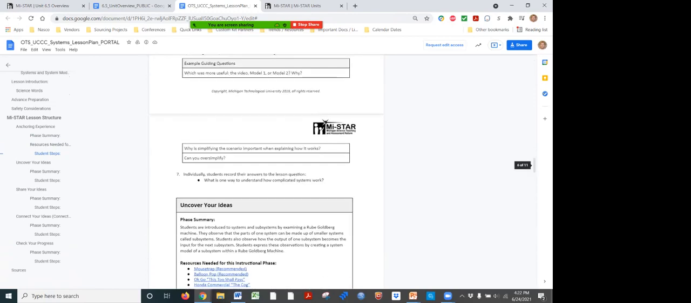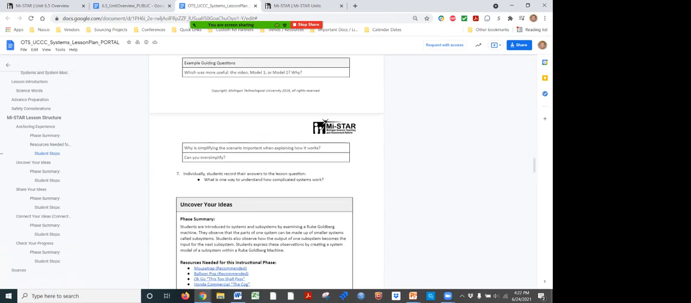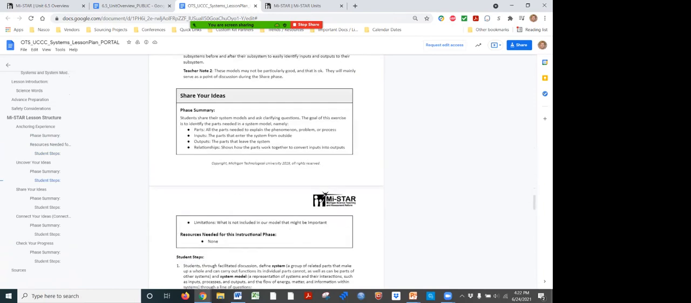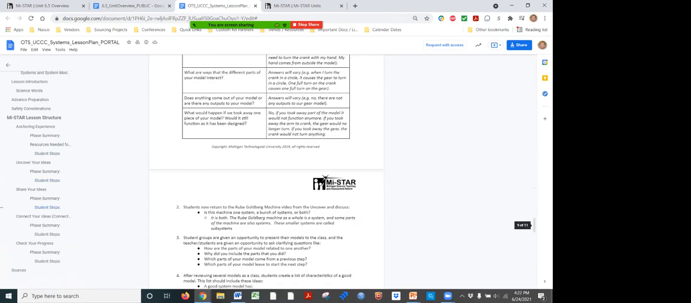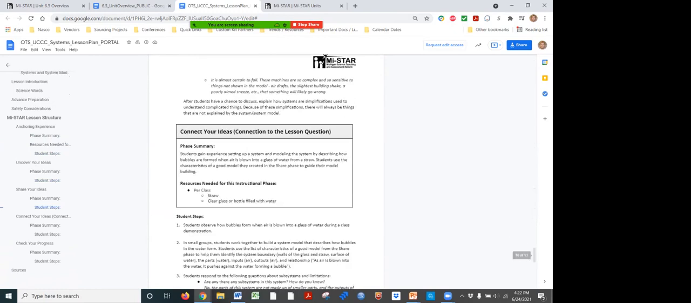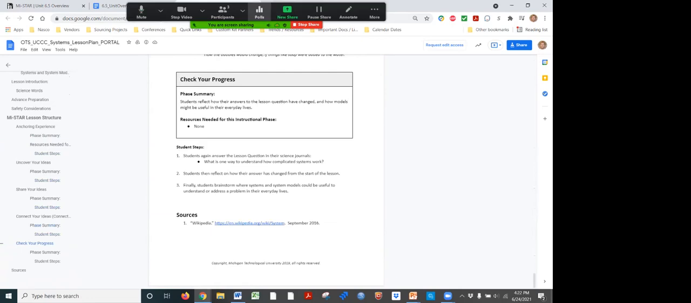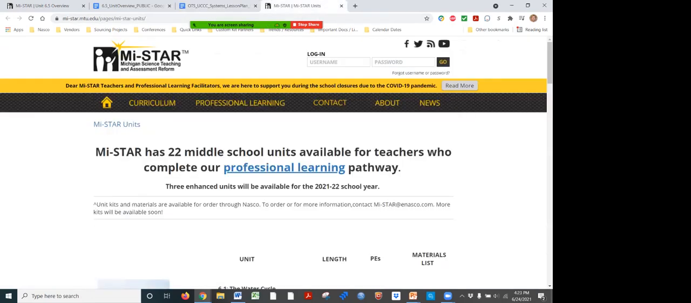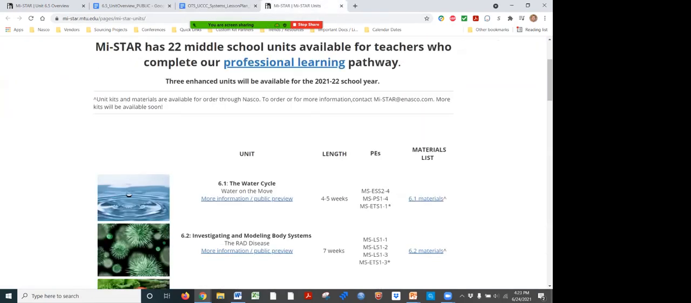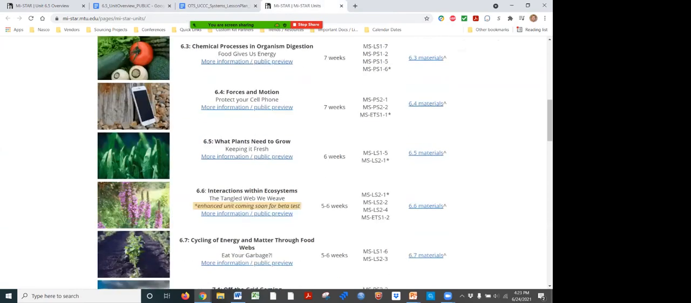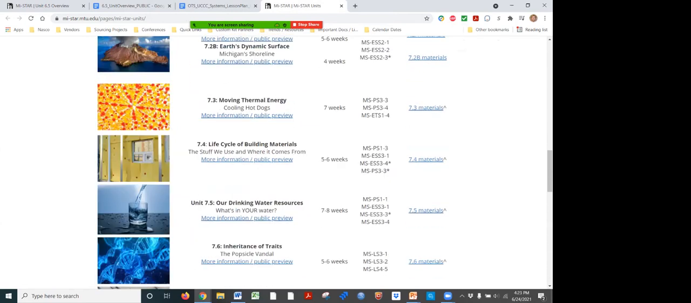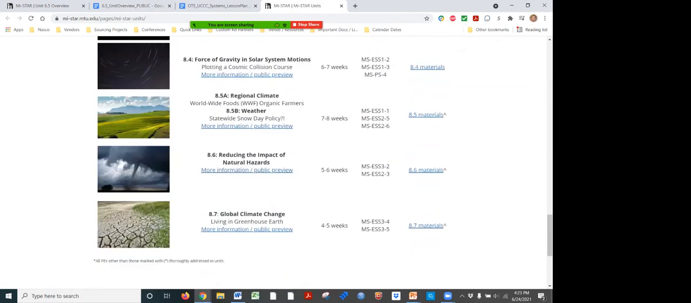Eventually they get into this, so this is where that systems and system models topic came from. But then they also get into the Rube Goldberg machine and talk about how that also ties into systems and system models. So it does a really good job of tying it all together. They have a variety of different units. They are middle school specific, unfortunately, for those that are elementary on this course. But I did want to offer one resource out there for you if you were interested.